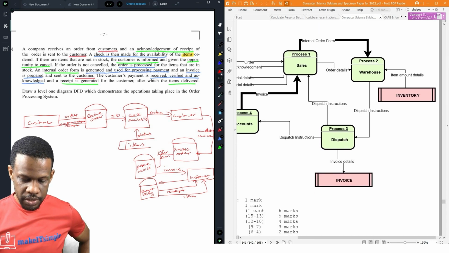What is invoice? Why is there a data store for invoices? They didn't say that the invoices are stored in any data store. And invoices prepared and sent to the customer. Customer's payment is received, verified, and acknowledged.